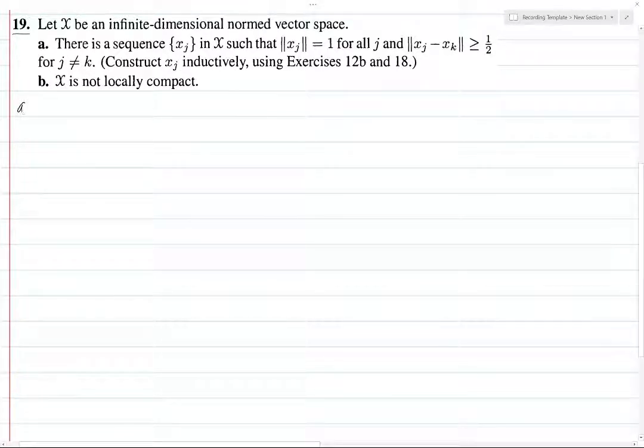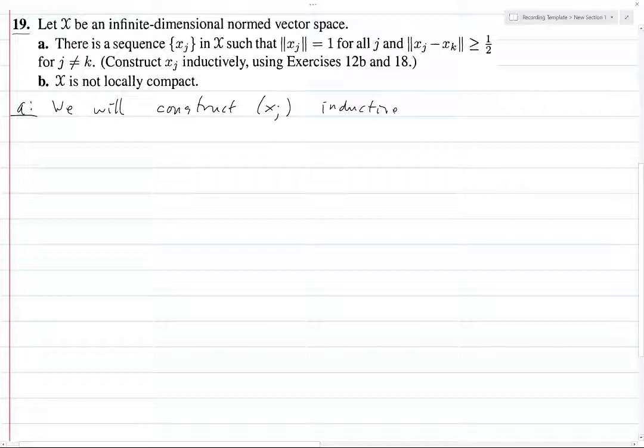Alright, exercise 19. We will construct a sequence xj inductively. This is probably a good way to start a proof that tells you to construct xj inductively. So choose x1 such that the norm of x1 is 1. That's not hard to do.